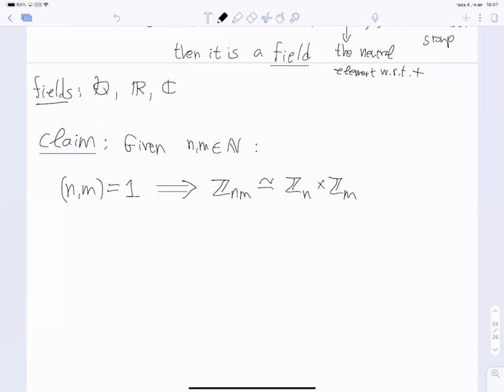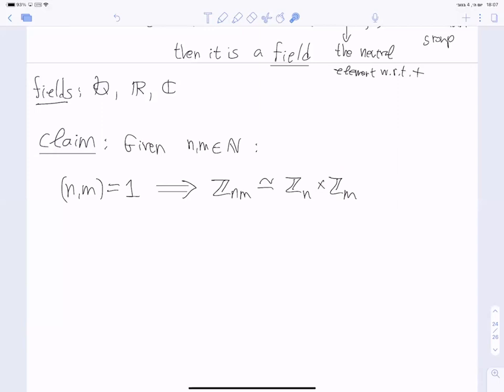Now I want to remind you, what is Znm? If I don't write the operation, it's the usual plus modulo Nm. Any Zn is cyclic because 1 is a generator. So this is also cyclic and this is also cyclic. But in general, the direct product of two such groups has no reason to be cyclic. For example, Z2 with Z2 is not cyclic.